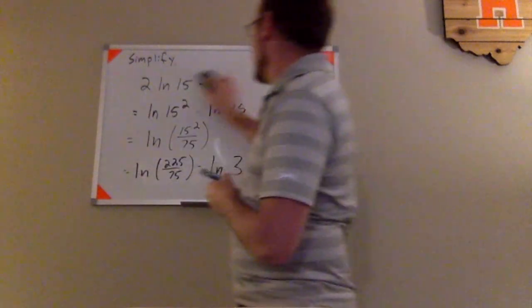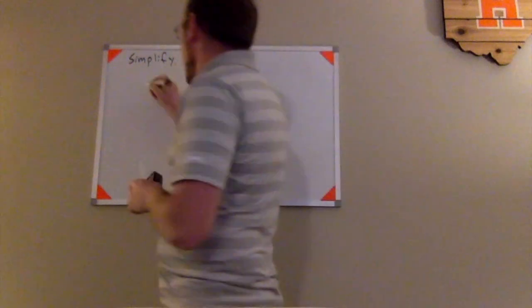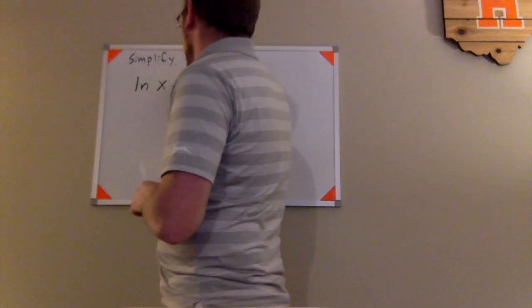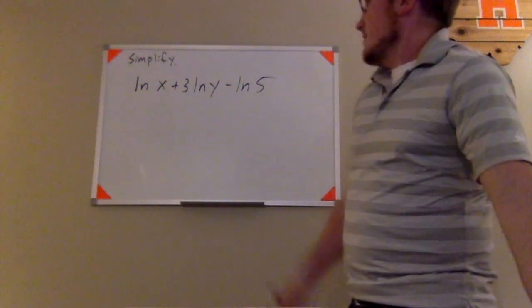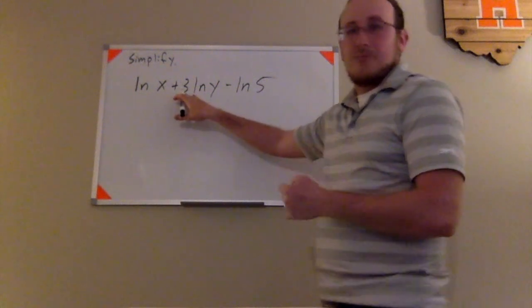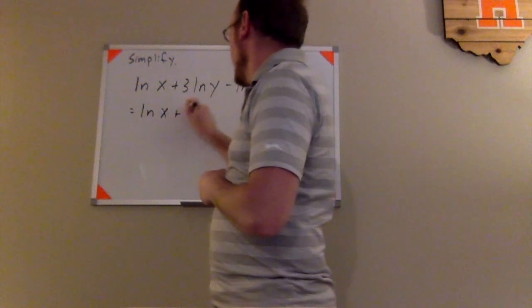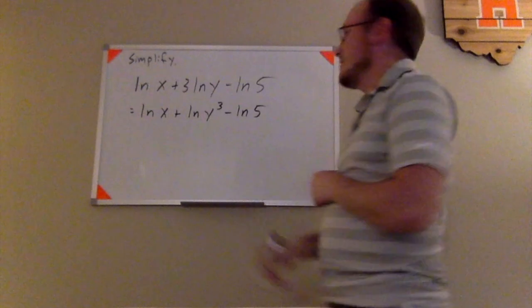If I wanted to do one that had variables in it, just to illustrate the use of all 3 properties, let's say I had natural log of x plus 3 natural log of y minus the natural log of 5, like that. First thing I see here is an opportunity to use my power property of logarithms. So I will rewrite this as the natural log of x plus the natural log of y cubed minus the natural log of 5.